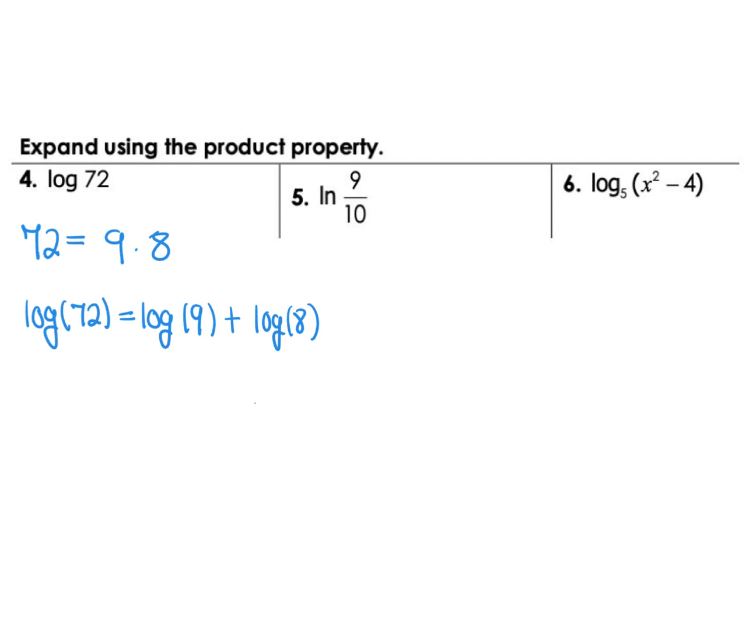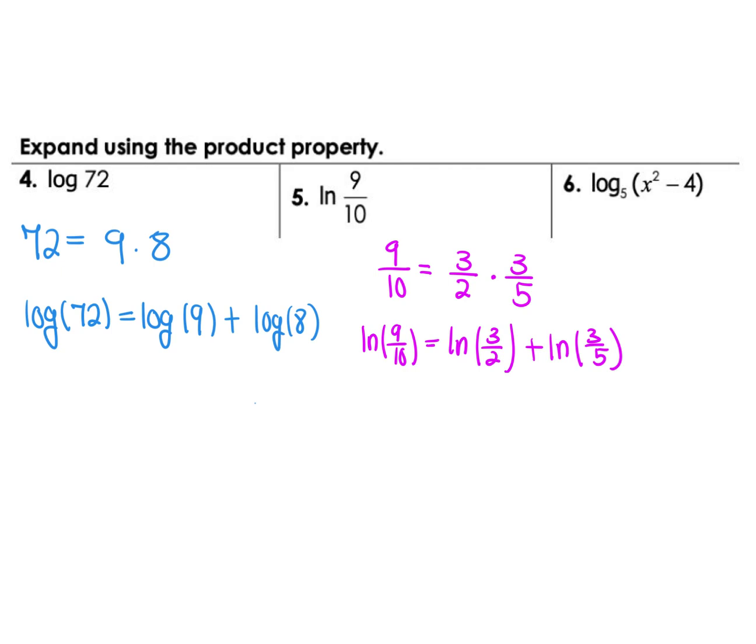So we are using the product rule, so we need to think of what's 9/10 if we were to multiply this into, if we wanted to think of two numbers that multiply to this. So this would be 3/2 times 3/5. So we can rewrite this as ln of 3/2 plus ln of 3/5.